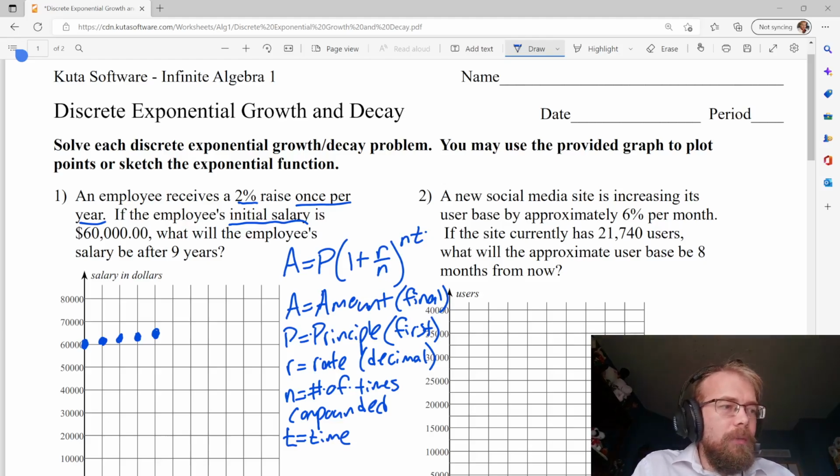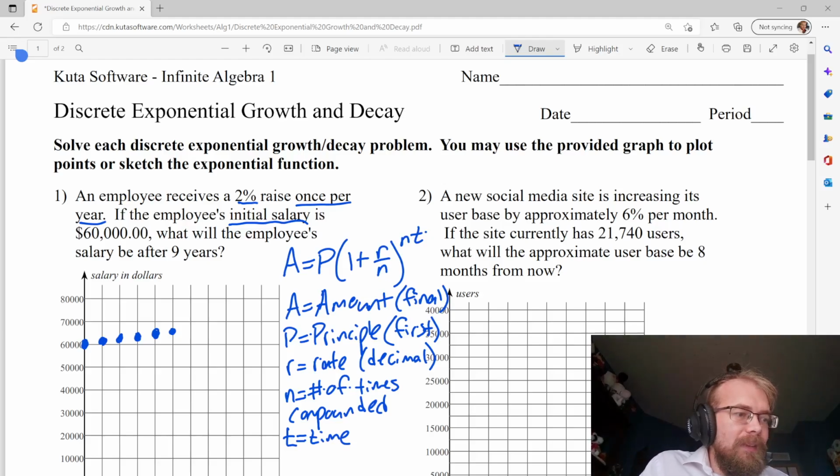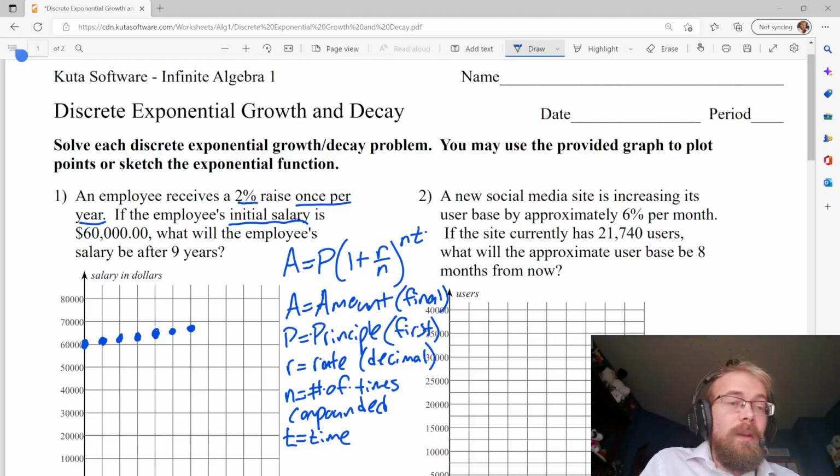Times 1.02, 66,000. We're just inching along here. Times it by 1.02 again, 67.5. So now we're about 3/4 of the way, basically. Times 1.02. Notice it doesn't really look like we're going up by that much, but we are exponentially increasing. Eventually, we would start to skyrocket. 68,900. So we're getting really close to 70,000.